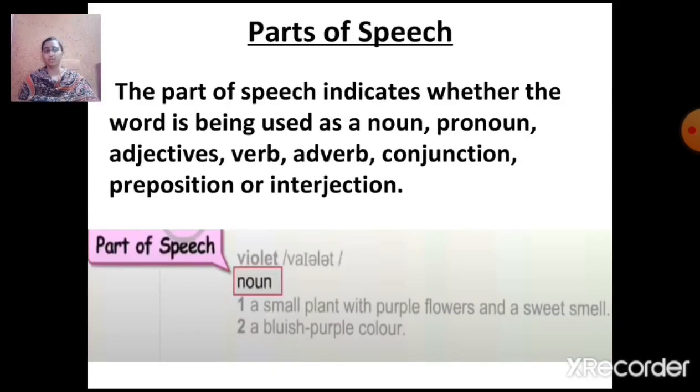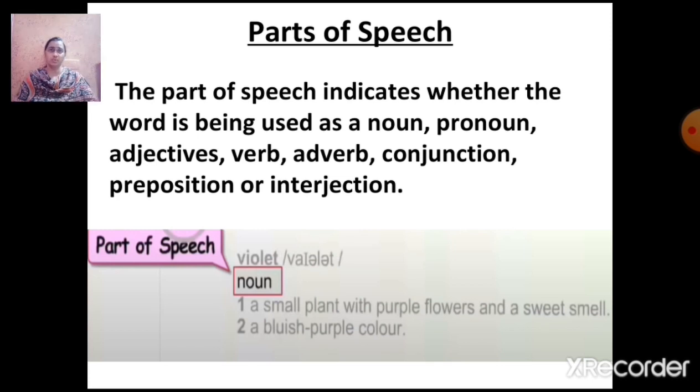The dictionary provides the part of speech in abbreviation for each definition of an entry word. The part of speech indicates whether the word is being used as a noun, pronoun, adjective, verb, adverb, conjunction, preposition or interjection. Now here the word violet is used as a noun.